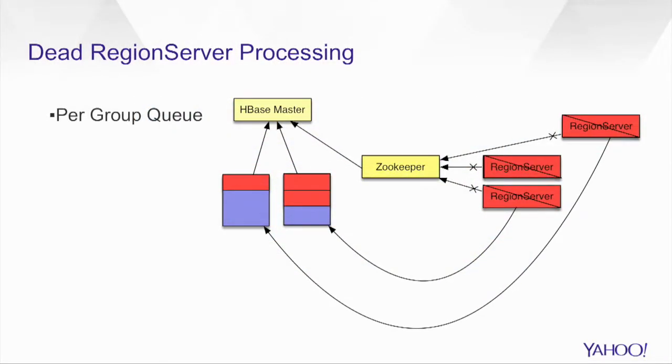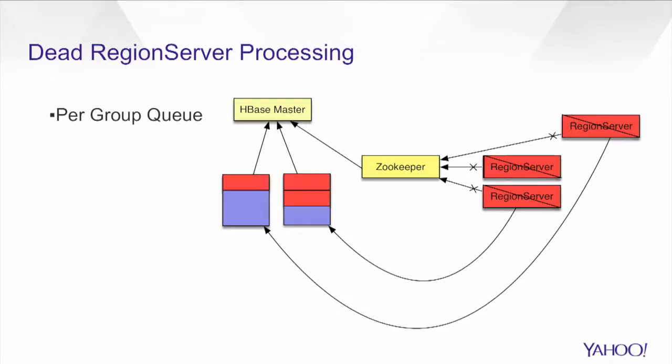Next is dead region server processing. The way dead region servers are processed, whenever a region server dies, there's a server crash procedure worker that takes work out of a queue and then processes the dead region server. What that means is it'll split the write-ahead logs and it will assign the regions.